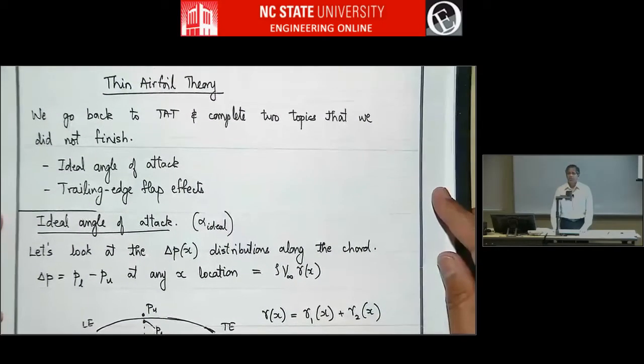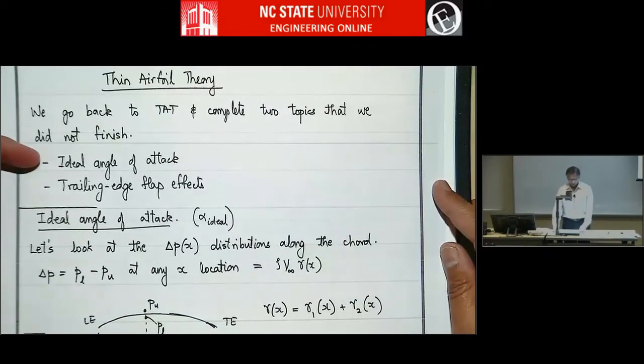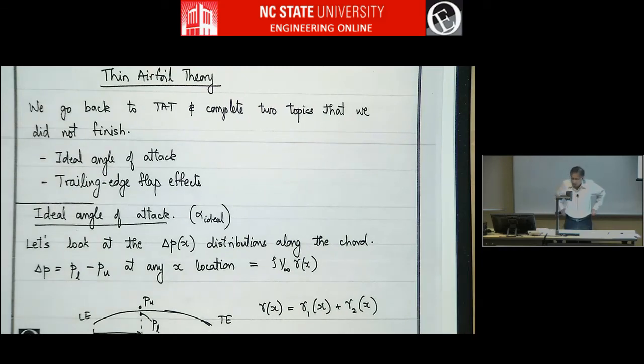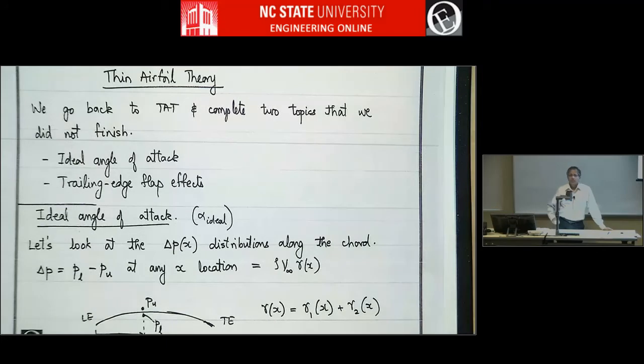I'm going to use pre-prepared lecture notes from previous year. It seems like every year I push these 2 topics in thin airfoil theory to later on, and it seems to have worked out that way every year. So we're going back to thin airfoil theory, just to complete a couple of topics. One is this ideal angle of attack, and the second is how do you simulate trailing edge flap effects in thin airfoil theory? How do you model that?